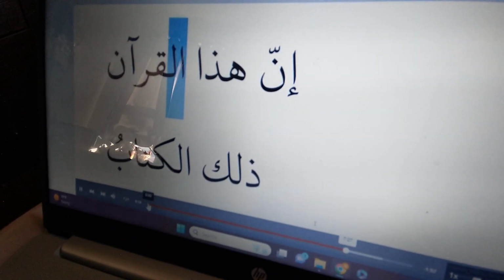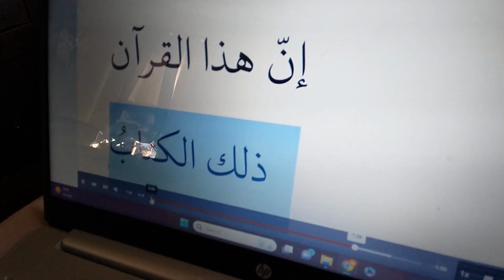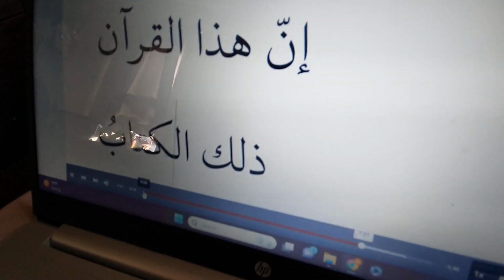Similarly, we find ذَلِكَ الْكِتَابُ, that book. ذَلِكَ الْكِتَاب. If it was that is a book, that would have been ذَلِكَ كِتَابٌ. Kitabun. That's the basics of the Ismul Ishara and the Musharun ilayh.